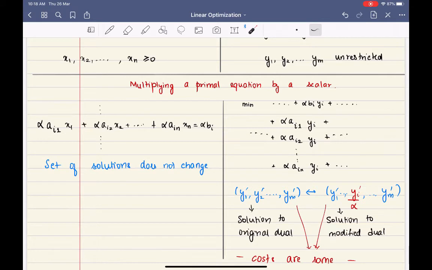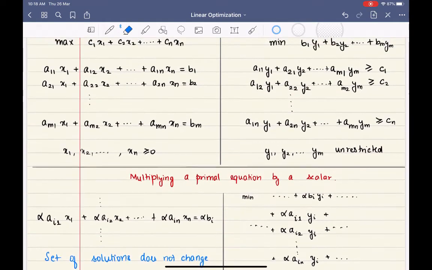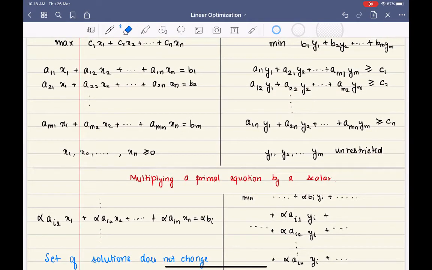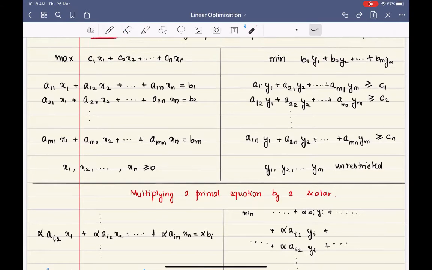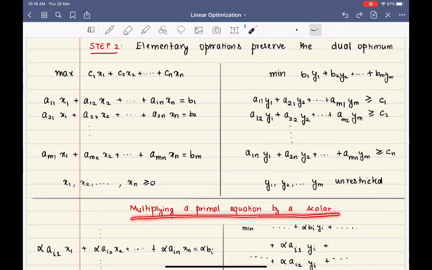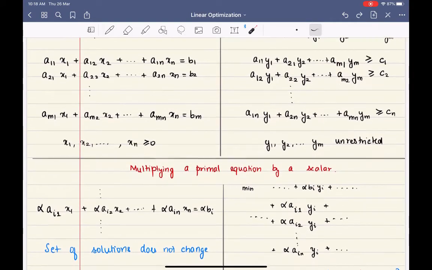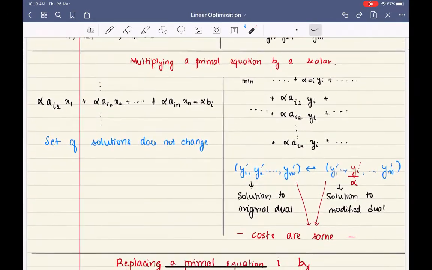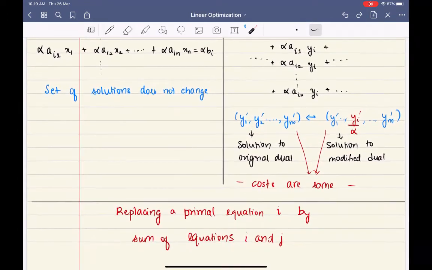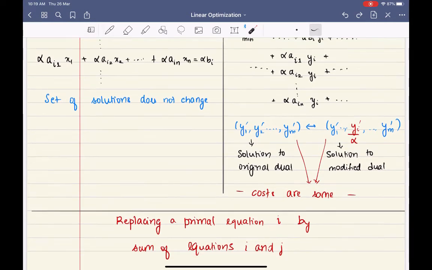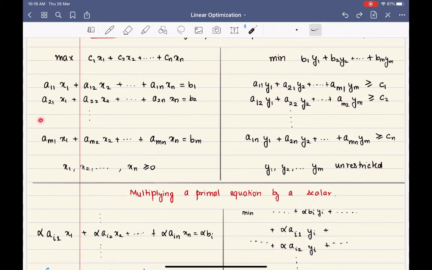Okay, so writing the dual for this does not change the optima of the original dual. So this is the first observation. Now what is the other elementary operation? You can replace a primal equation I by the sum of equations I and j. So you can take the ith equation and replace it with I plus j.